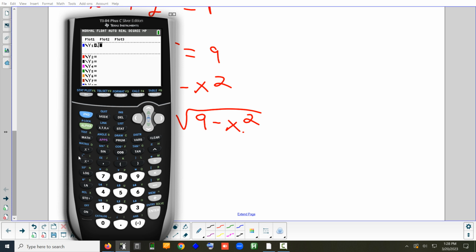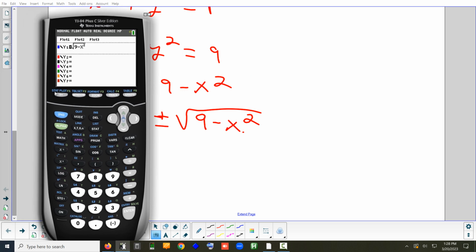So the square root of 9 minus x squared. Okay, does this look like a circle? No, it doesn't. Let me do zoom 6. Okay, and then zoom 5. Okay, does that look like a full circle? No, I only got half of it because I didn't type in the negative part. So let me type in the negative square root of 9 minus x squared. And that's the best I can do.